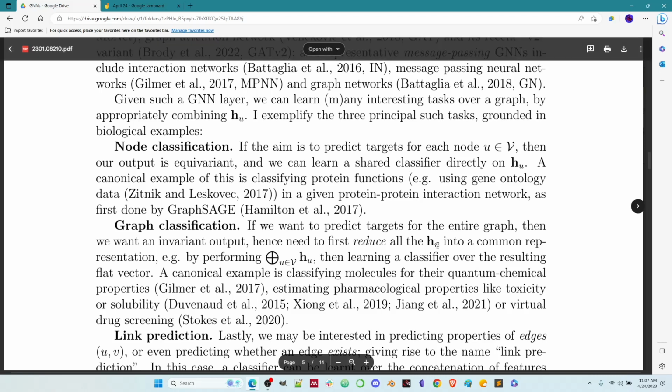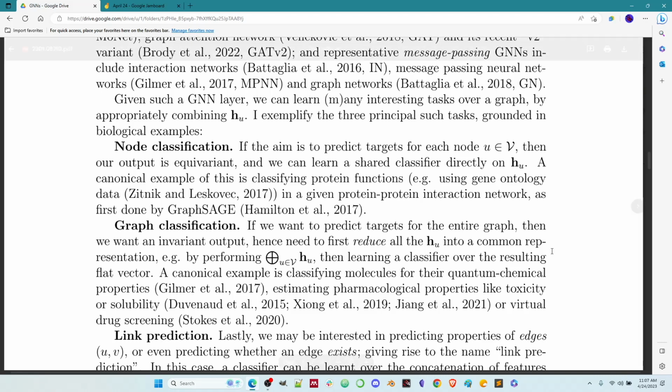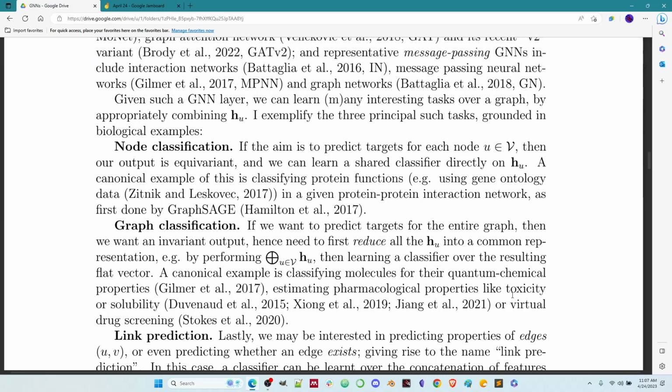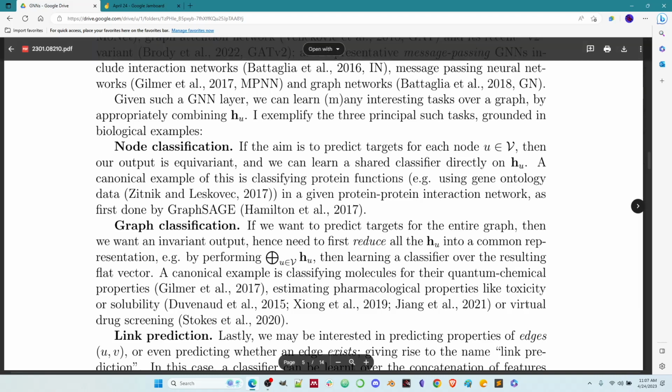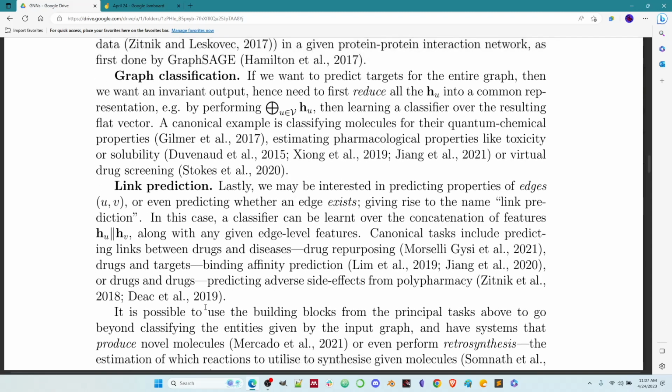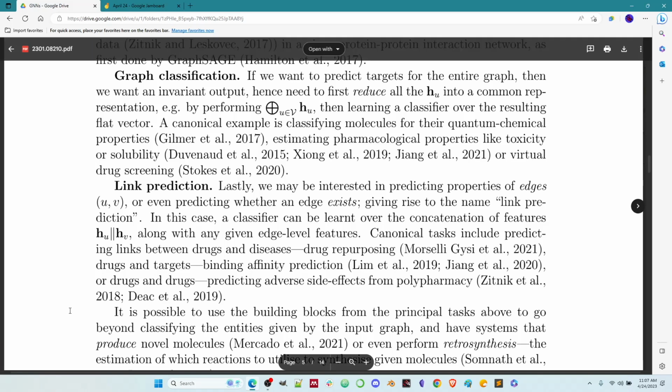Graph classification, where we need to reduce all H sub U into a common representation. And this is classifying molecules from their quantum chemical properties, estimating pharmacological properties like toxicity or solubility, or virtual drug screening. So this is classification. So you want to take all of your H sub U, make them into a common representation, and then classify. Then we can predict links.